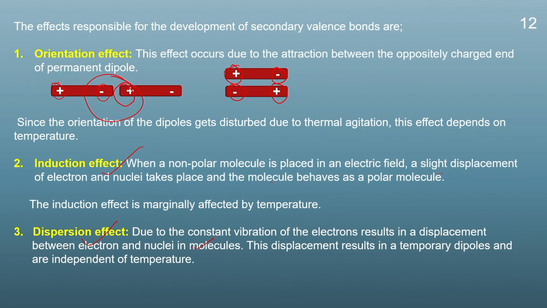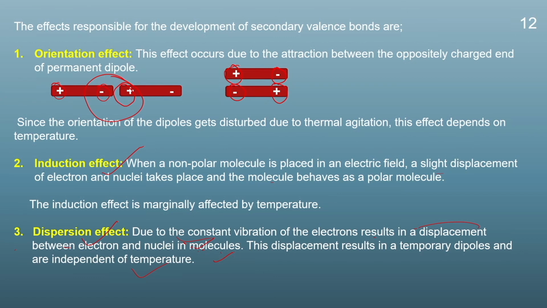The third one is the dispersion effect. The constant vibration of the electrons results in a displacement between the electrons and the nuclei. This displacement results in temporary dipoles, which makes an intermolecular attractive force possible. Generally this is present in all molecules, and it is also independent of temperature.